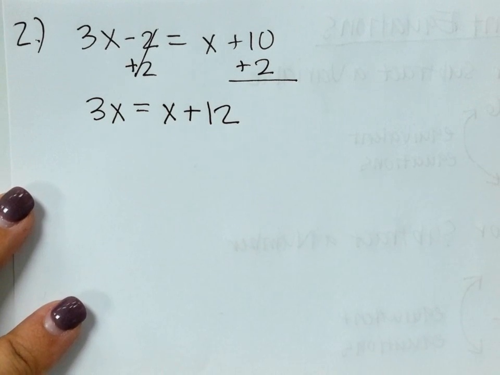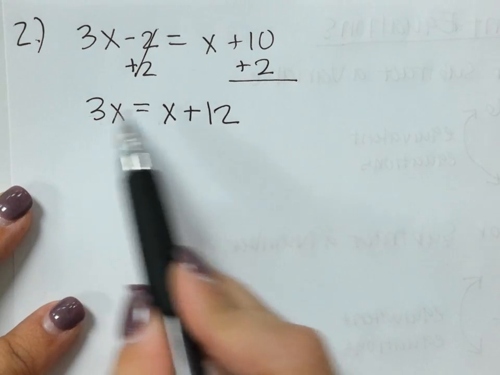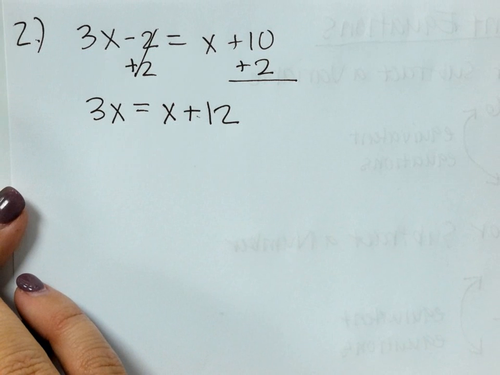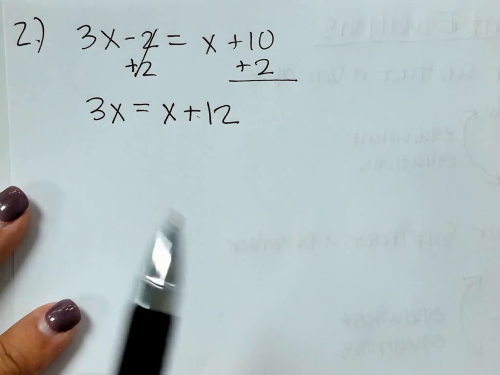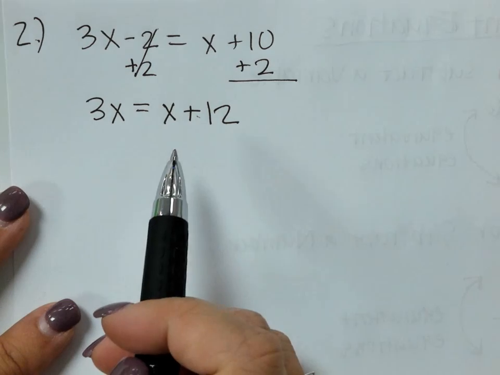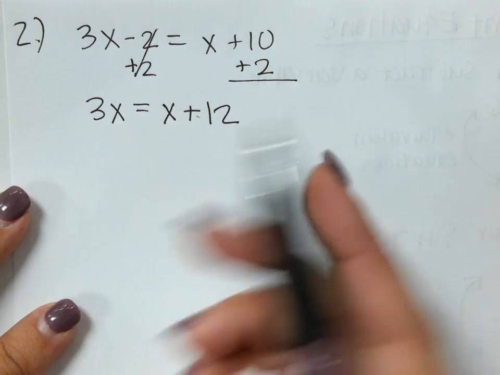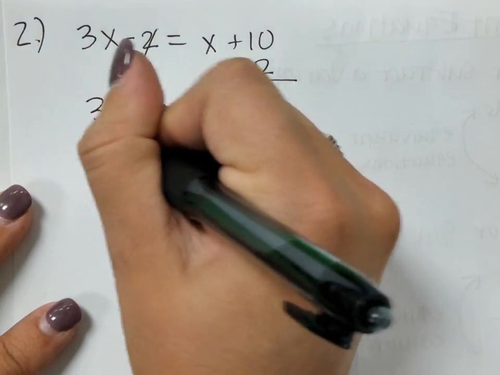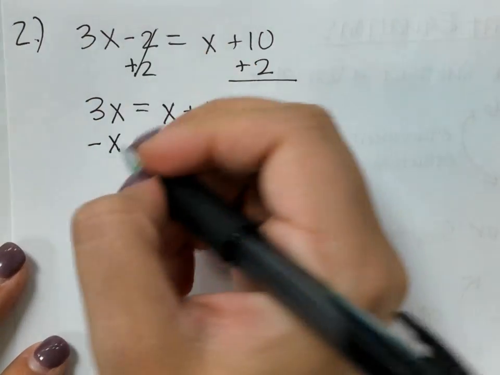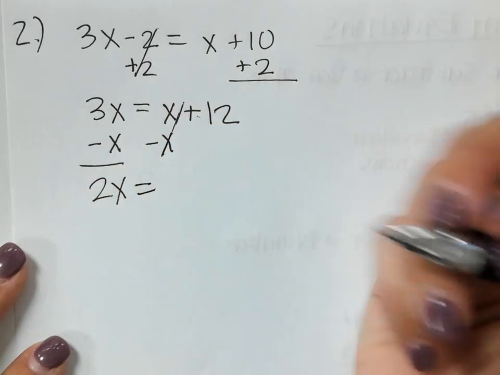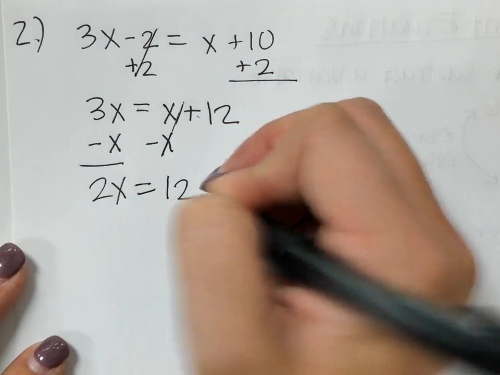Not yet. Remember, I can only divide or multiply once all my constants are on one side and all my variables are on one side. Here, I still have an x on both sides. So I need to get my x's to one side. So you have to subtract what? x, right? Because I want this x to come over here with my 3x. So I want to subtract x from both sides. 2x. Okay, good. So that means I have 2x equals 12.